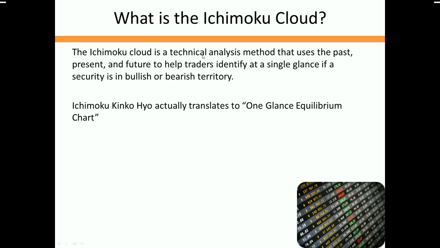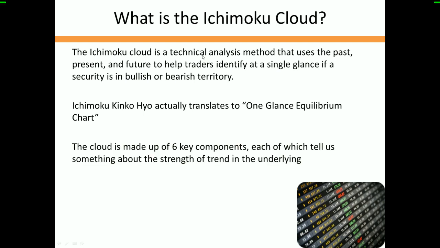So we're going to talk about what the Ichimoku Cloud is. I'm going to show you how to pull it up on Thinkorswim. We can pull up any chart you want. The Ichimoku Cloud is a technical analysis method that uses past, present, and future to help traders identify at a single glance if a security is bullish, bearish, or neutral. Ichimoku Kinko Hyo actually translates to one equilibrium bar chart. It's really the only technical analysis tool I use in my trading.